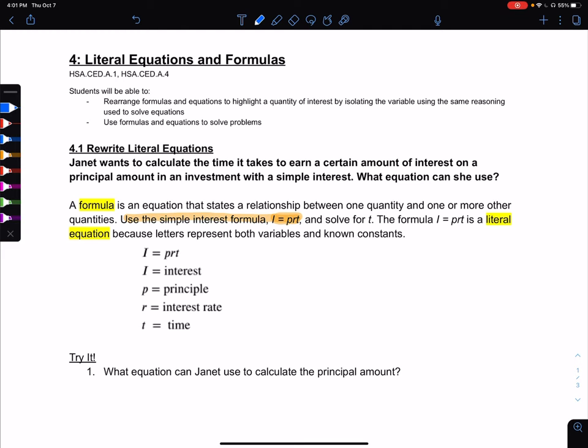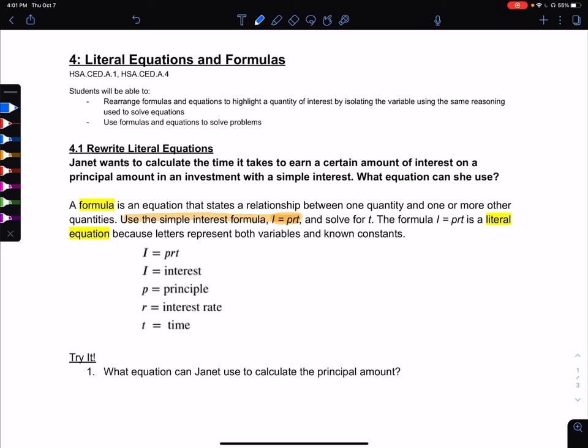So the formula I equals PRT is a literal equation because letters represent both variables and known constants. If I just have something like A plus B equals 5, I don't really know what A and B are, right? They could be anything, they could represent something. But there are specific formulas, think like Pythagorean's theorem, where you have A squared plus B squared equals C squared. That's a literal equation when it's a formula that's kind of standard across the board that everyone is pretty familiar with.